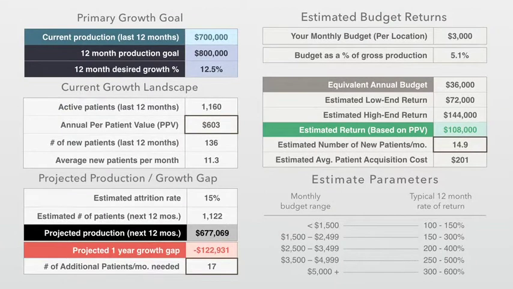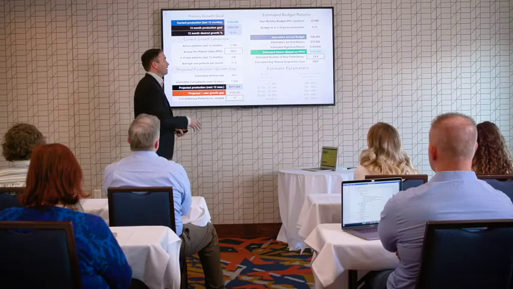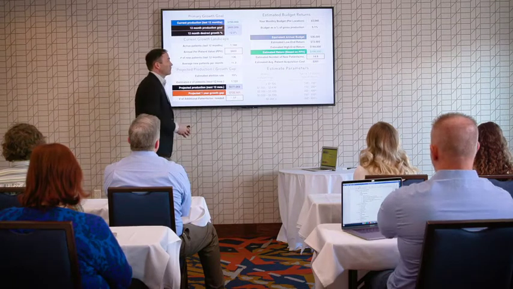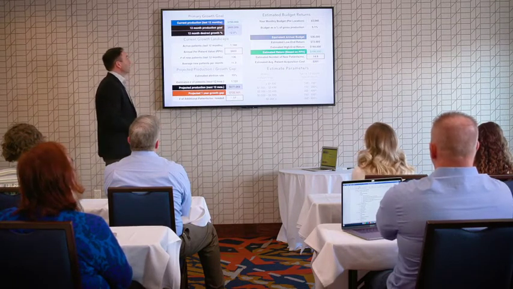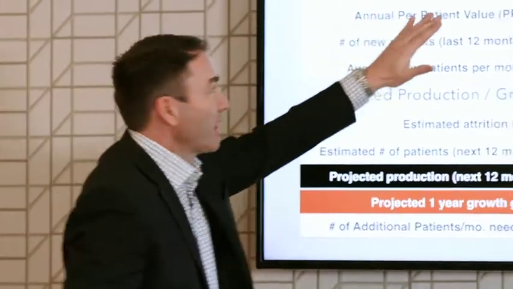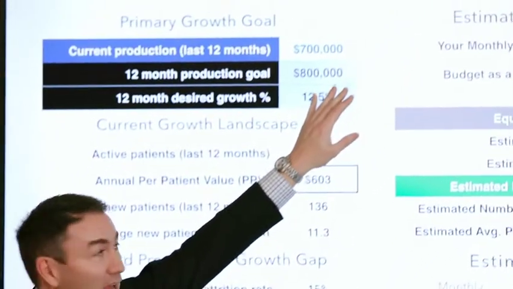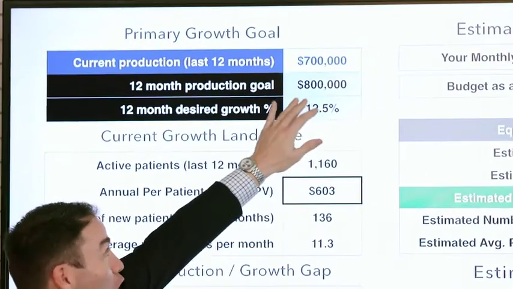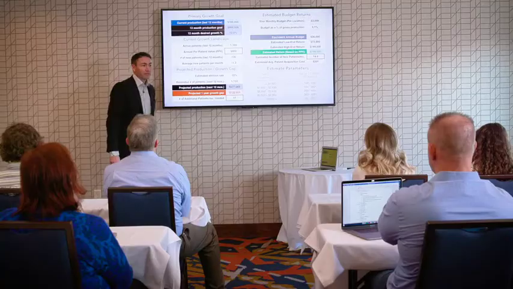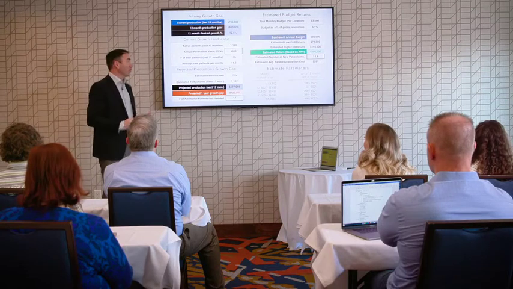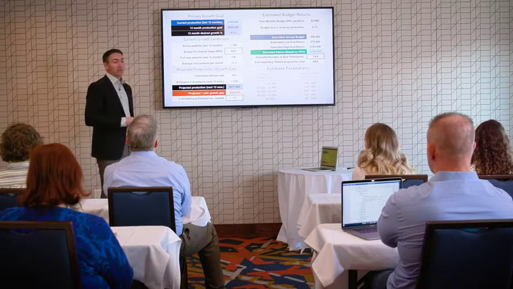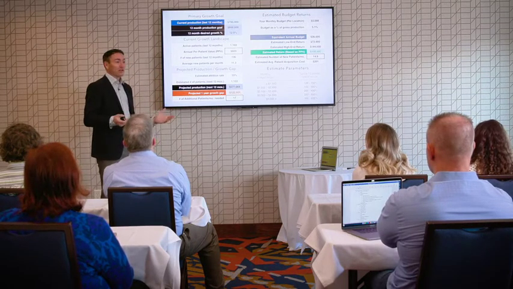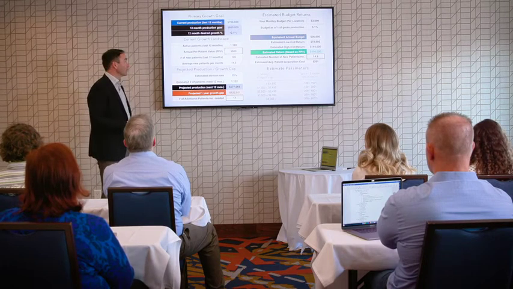Here's that calculator, and I'm going to go through it. We're going to start on the left side, work our way down, then we'll move to the right side. The left side is really about your practice numbers. The right side is about your marketing budget. So starting at the top, let's talk about that practice. That's a $700,000 practice, and their goal is $800,000. Well, if they actually achieve that goal, that would be about 12.5% growth, which is a lot of growth for a business to have in 1 year. So that's an ambitious goal.